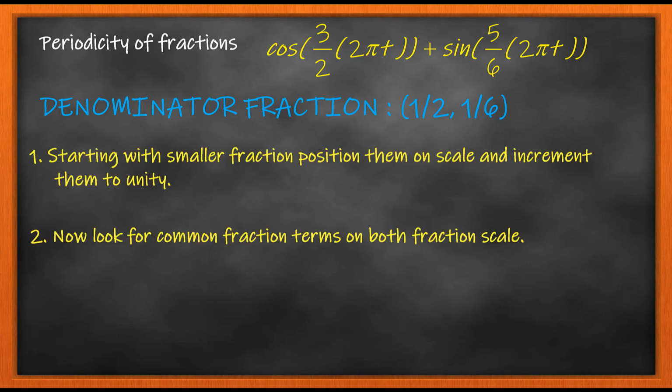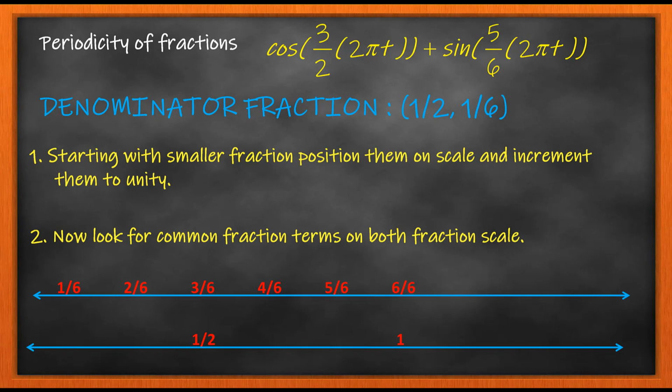For this 1 by 2 and 1 by 6, we are going to write some fractions. It's very simple. You write the scale for 1 by 6, which sums up to 1. So you write 1 by 6, then 1 by 6 plus 1 by 6, which is 2 by 6, then 2 by 6 plus 1 by 6, 3 by 6. So you keep adding 1 by 6 to each of these: 1 by 6, 2 by 6, 3 by 6, 4 by 6, till you come to 1.